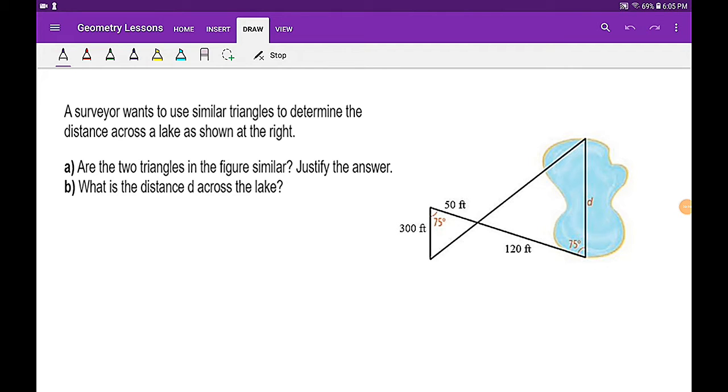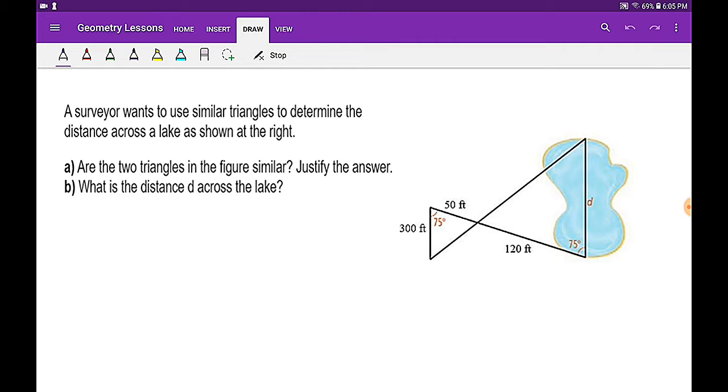Another example. This time we will apply the properties of similar figures in solving for an unknown side. Now, a surveyor wants to use similar triangles to determine the distance across the lake, as shown at the right.